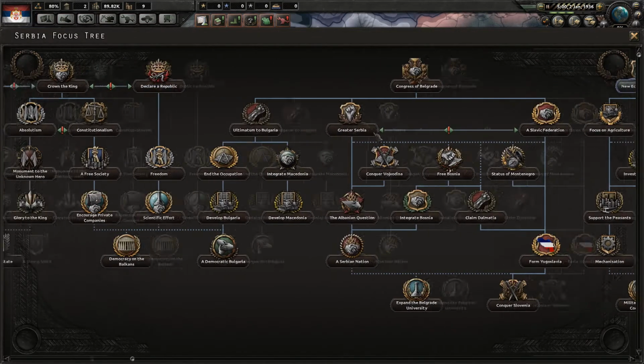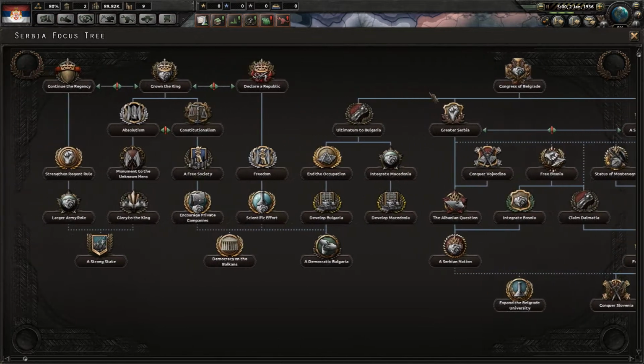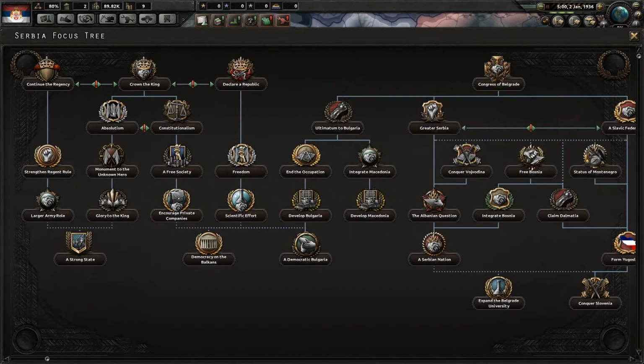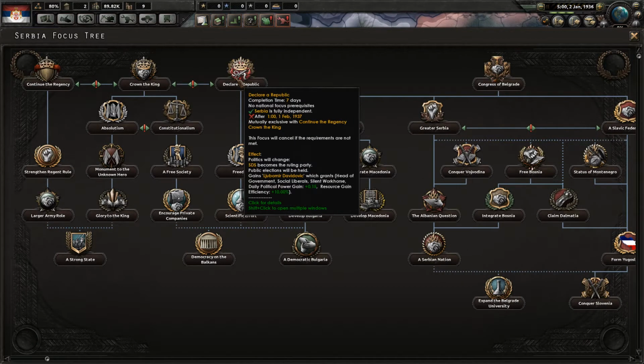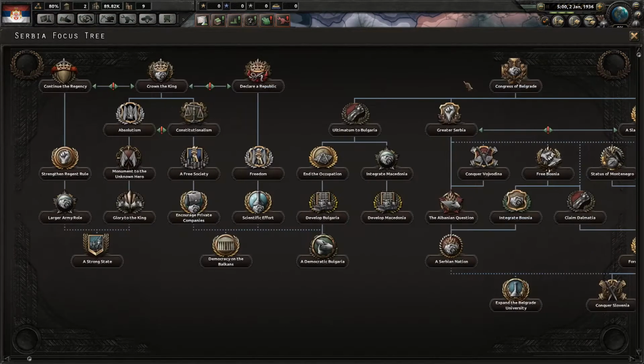And then you have really the most important ones, which are the political and diplomatic trees. Now, these are locked behind time, so you're going to have a little bit of time to build up your economic strength before you actually go into action.